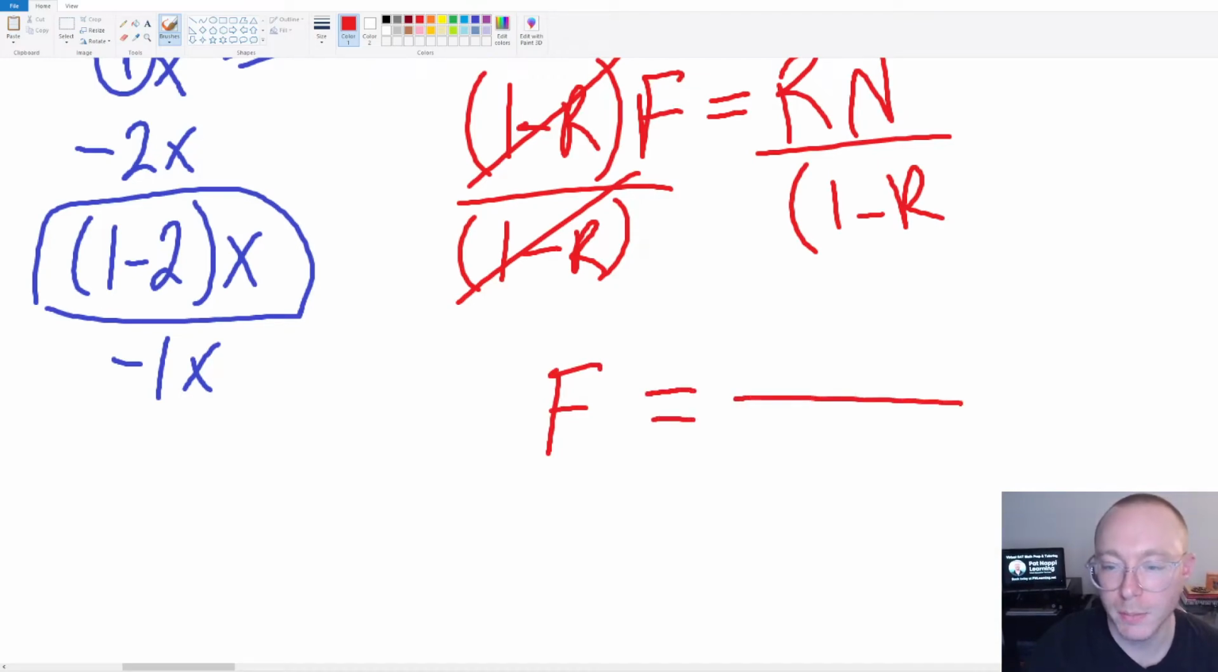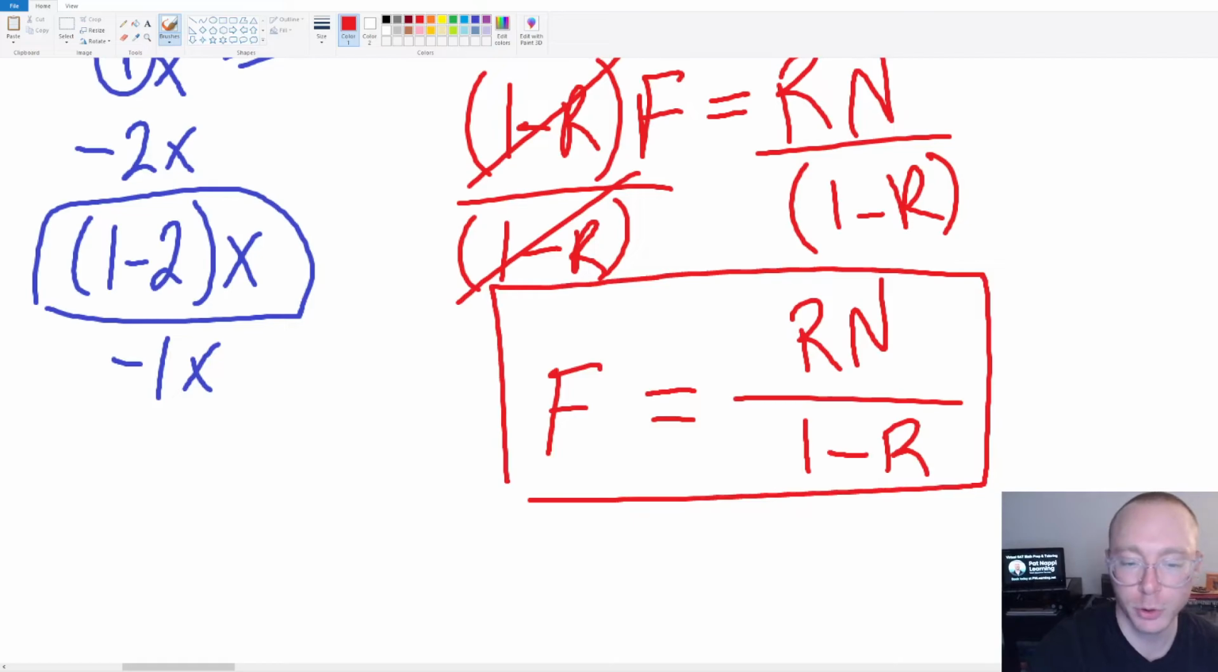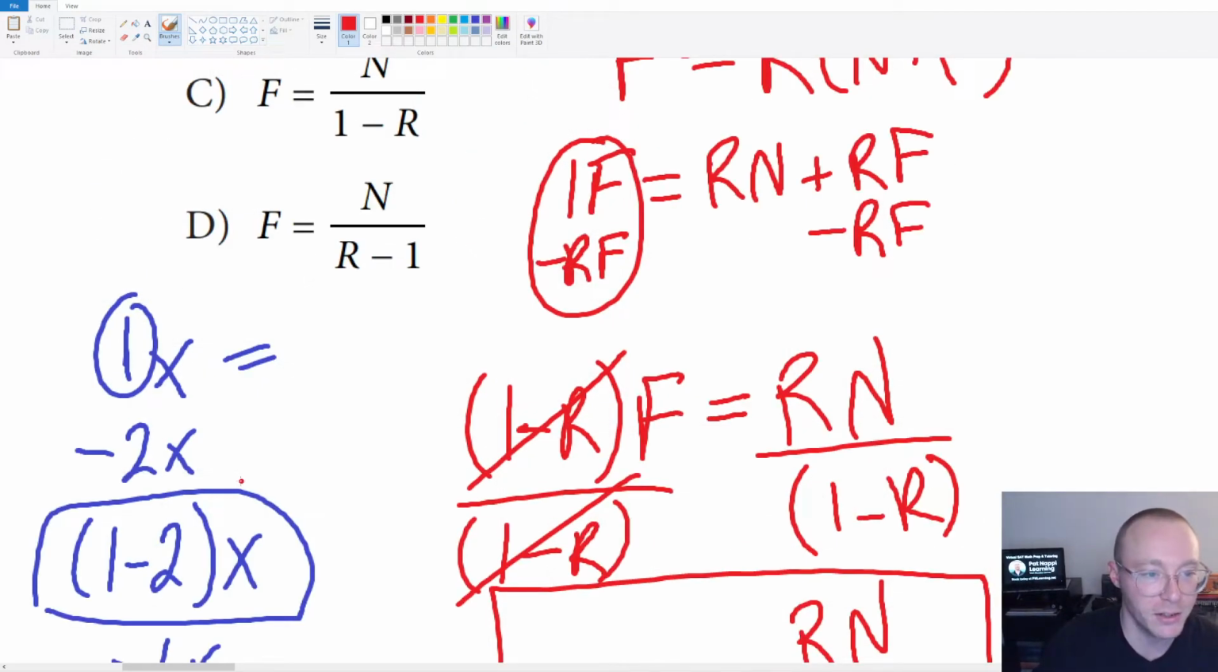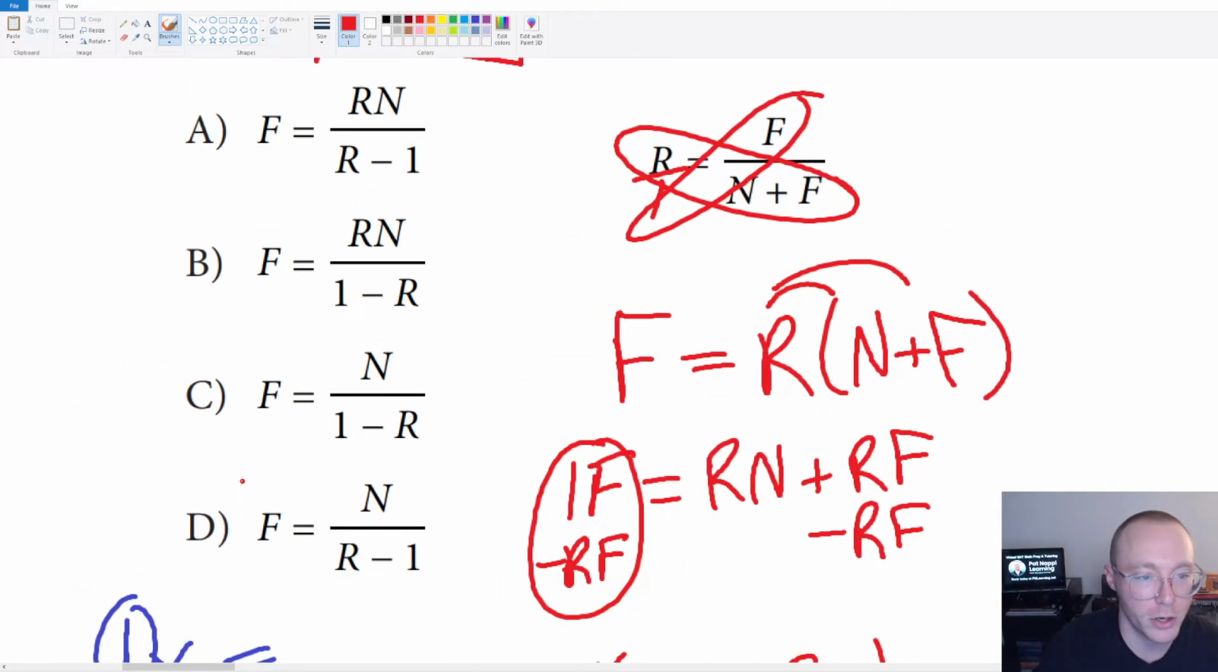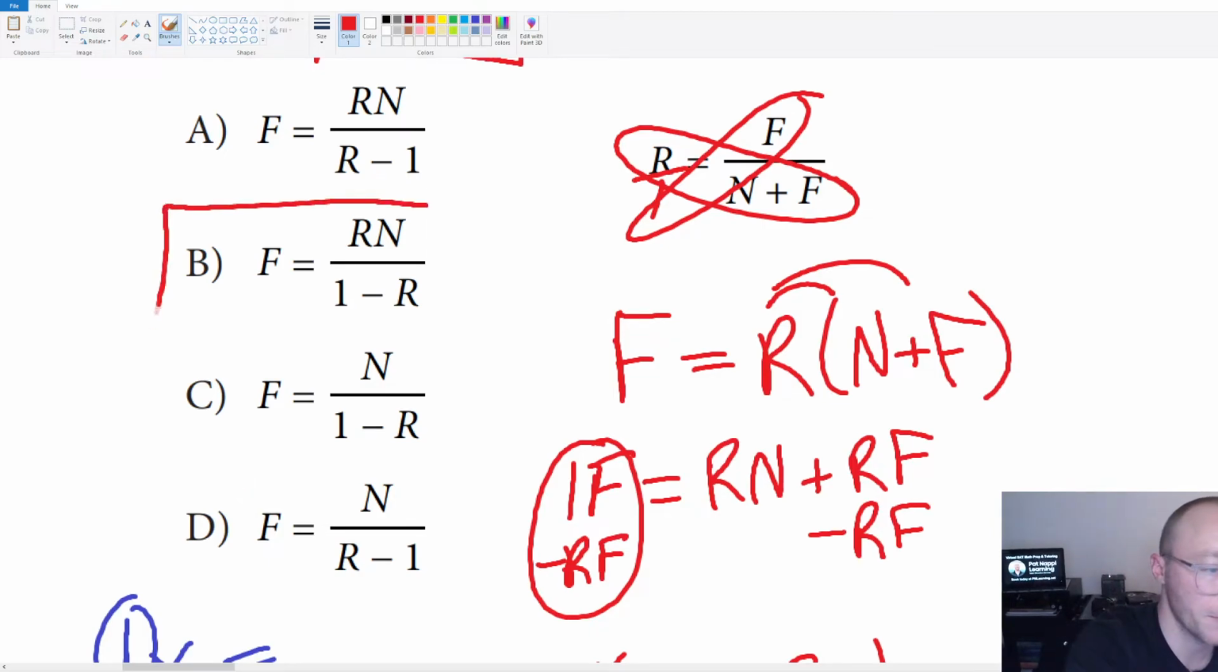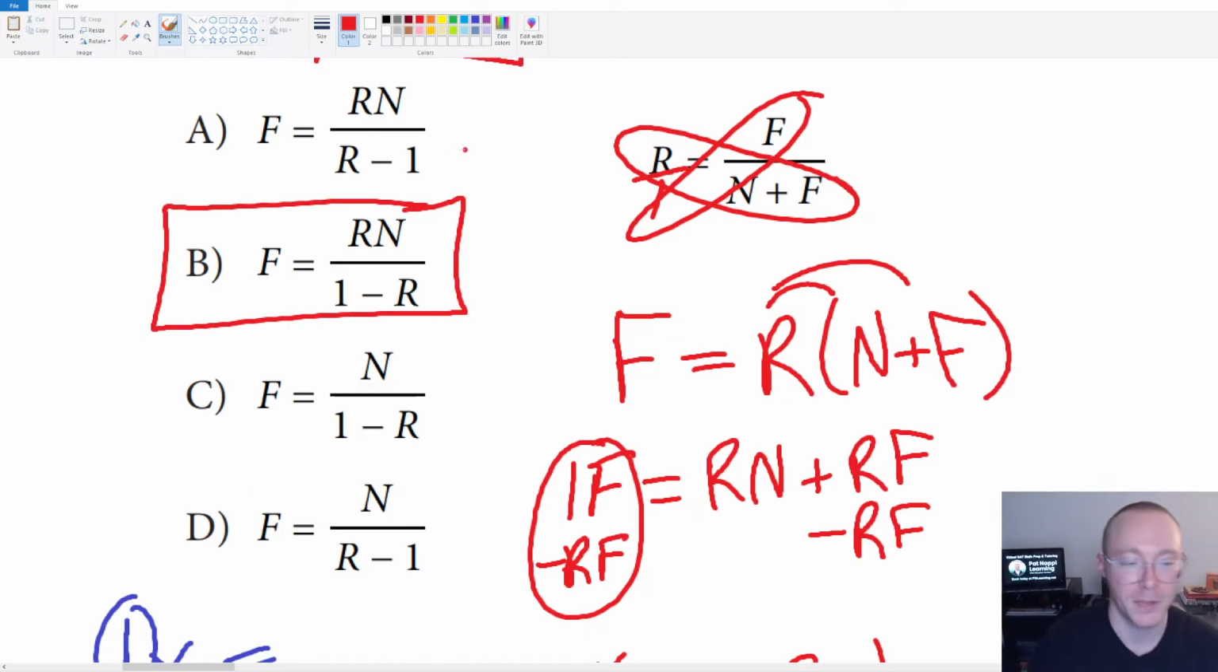And we're not really going to be able to simplify this much. We just have r times n over 1 minus r. We're going to check our multiple choice answer choices and see that this is one of our choices, right? We have rn over 1 minus r. That would be choice B. And that is pretty much this question.